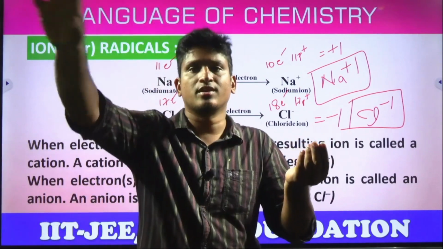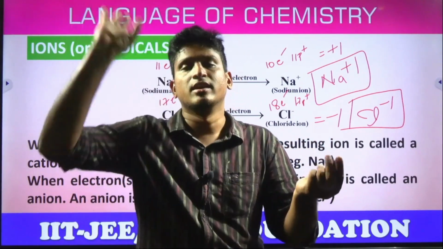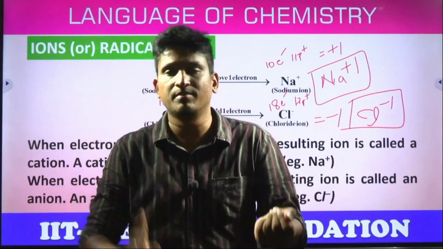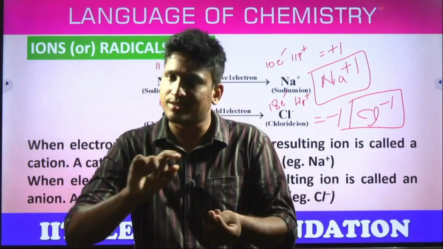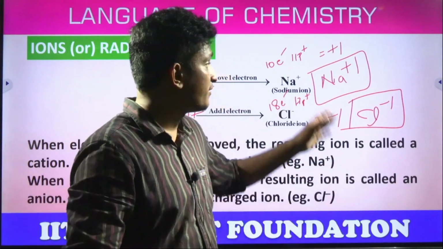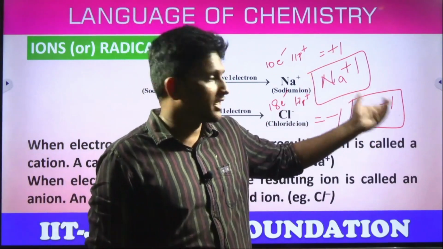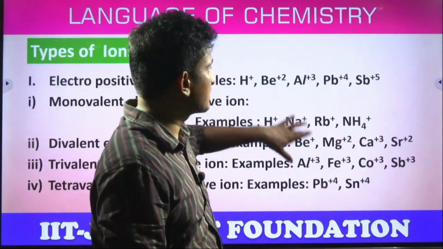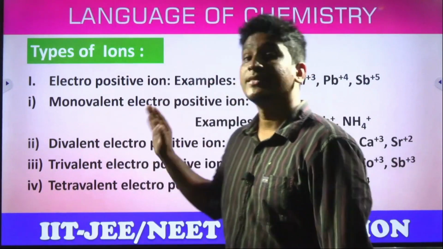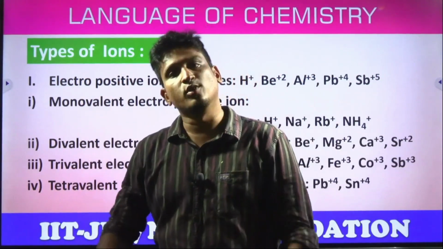Plus 1 means lost 1 electron. Plus 2, lost 2 electrons. Plus 3 means it lost 3 electrons. Minus 1, minus 2, minus 3 means it gained 1, 2, 3 electrons respectively. Got the clarity, students? And why do they get the positive and negative charges? We also discussed clearly in this slide. So next we have the types of ions, both cations and anions.